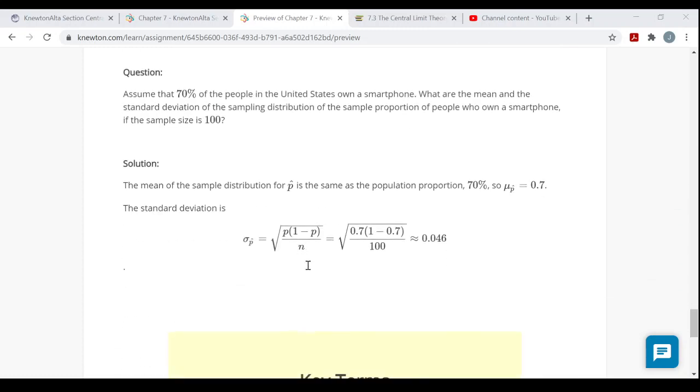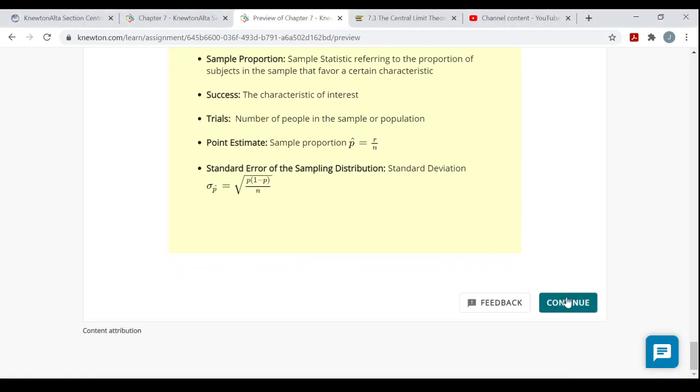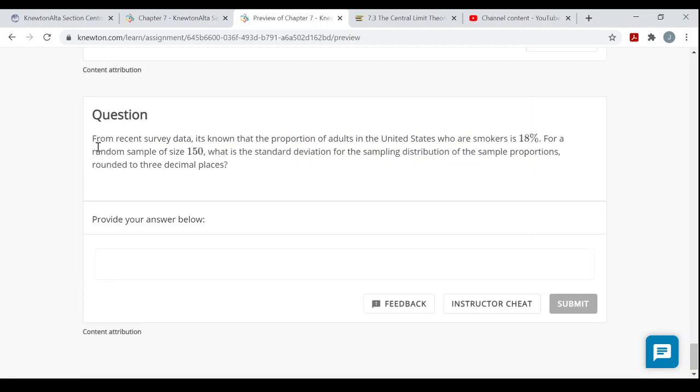All right, then they read through an example here. I'm just going to get to a problem. From recent survey data, it is known that the proportion of adults in the United States who are smokers is 18%. So that's our p. p is 0.18, the population proportion. Being a smoker here is a success, what's of interest here.